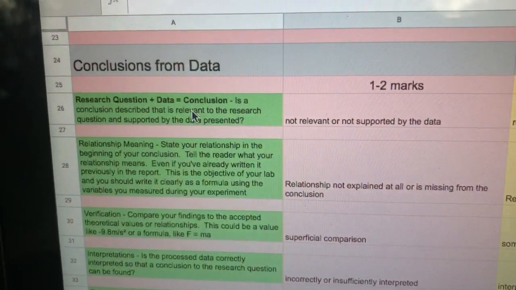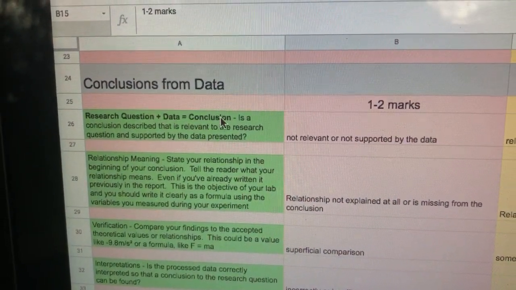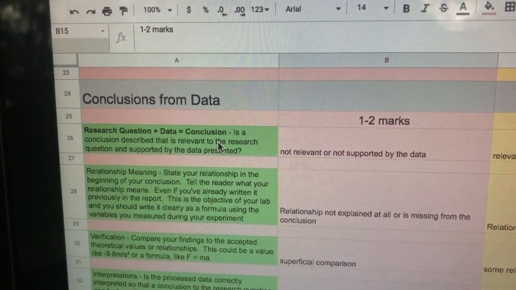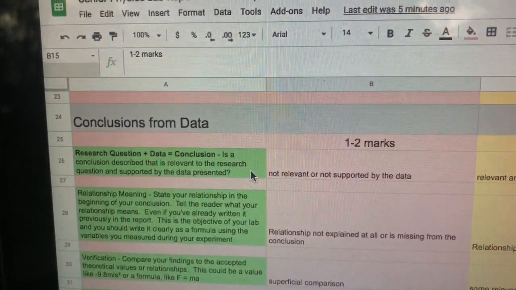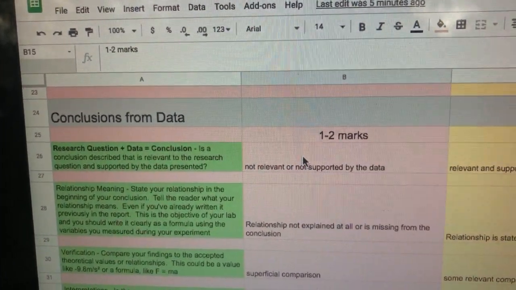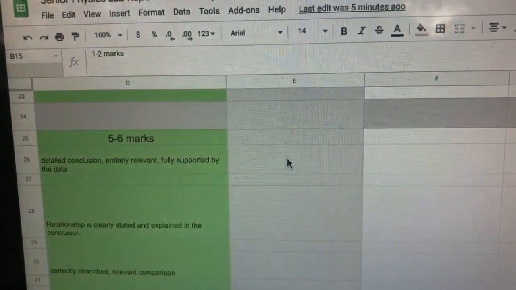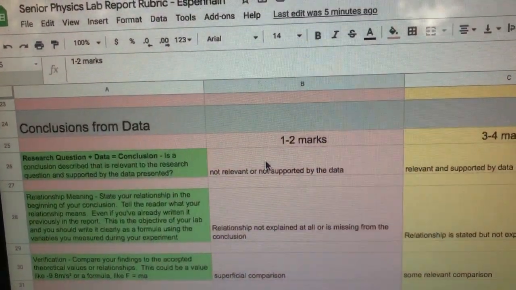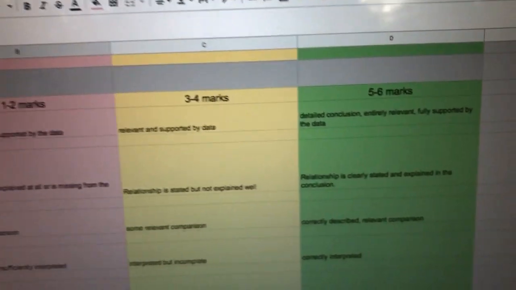Conclusions: you want to have a nice flow from your research question to your data to your conclusion. So does this all fit together? Sometimes students get a little confused and their conclusion isn't necessarily linked to their data and graphs. We want that all to be linked together.